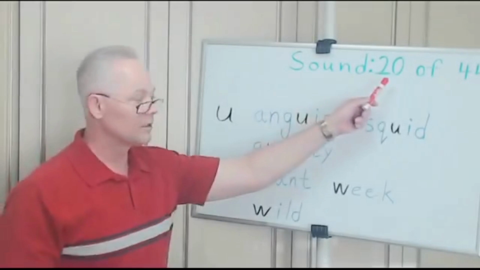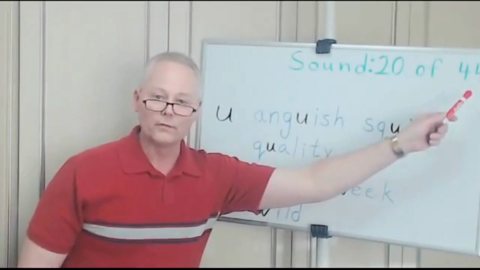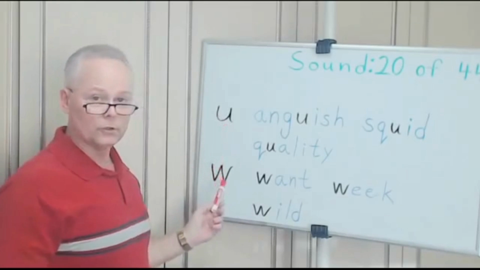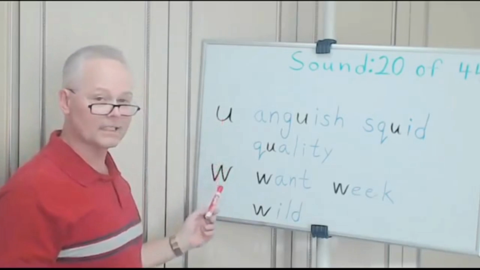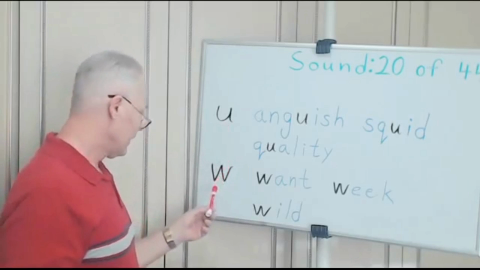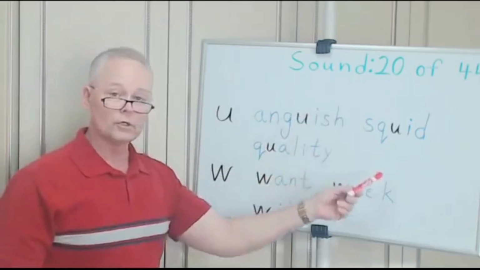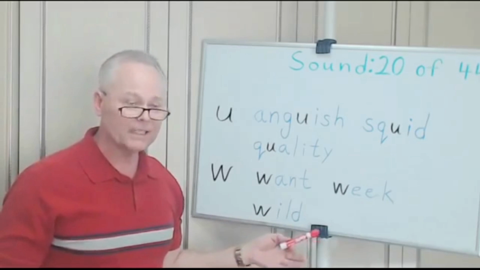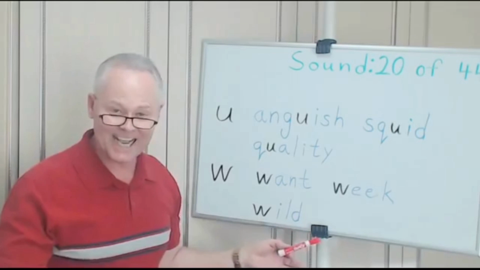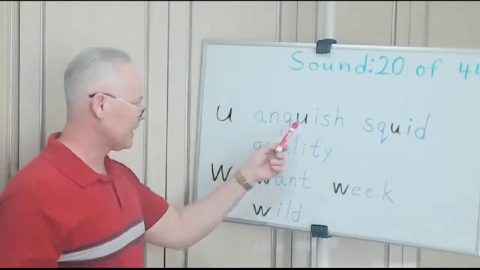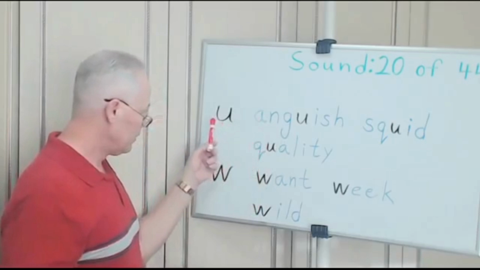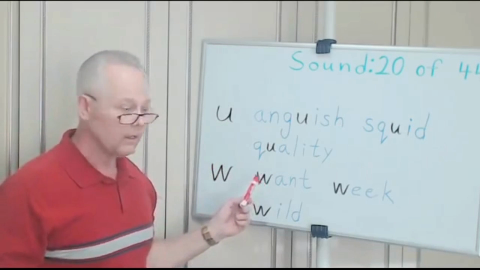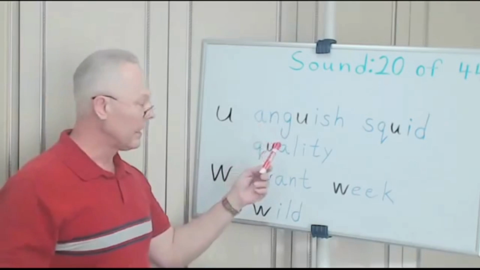Hello. Sound 20 of the 44 sounds of American English. Here we have two individual letters, both consonants, the letter U, the letter W. Now, in certain words, they sound the same. Here we have the letter U. Now notice with U and W, we're making the same sound. What? Okay, now look at this.